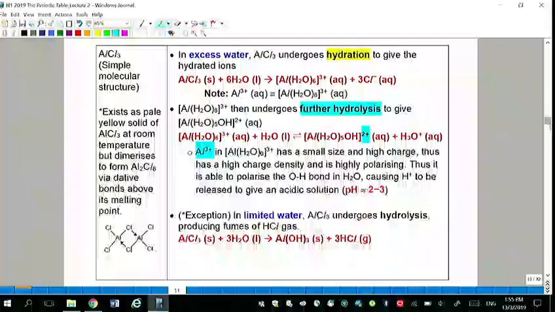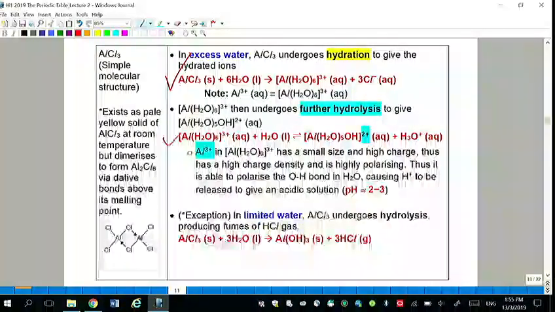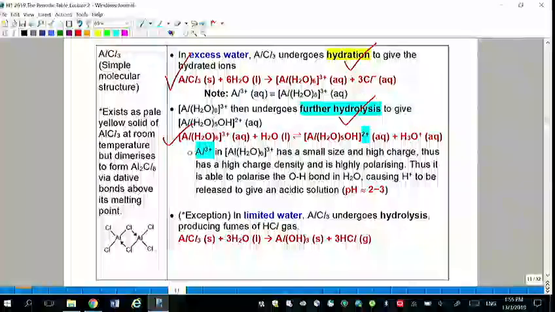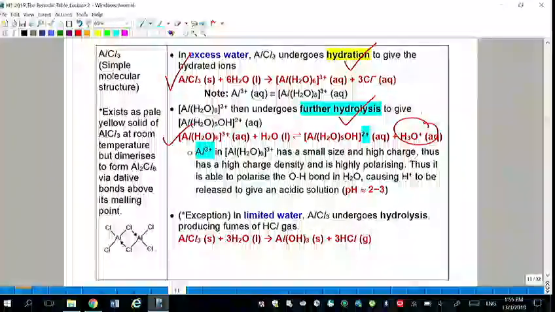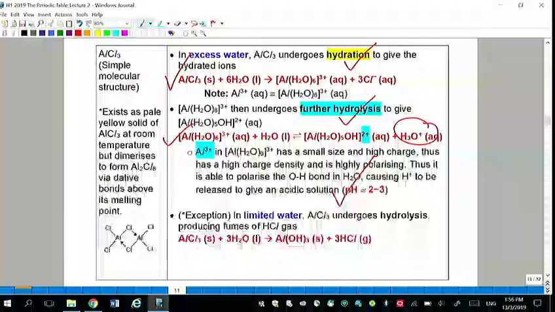So here, there are a few things that you need to know. You need to be able to balance the equation with state symbols, and also be able to describe that the first step undergoes hydration followed by hydrolysis. First is your water molecules surrounding your cation, followed by one of the OH bonds in your water molecule being polarized and broken and leaving as an H+ to form your H3O+. Because of this, the solution is acidic, with a pH of 2 to 3. The ones that I put the tick, you must be able to describe.